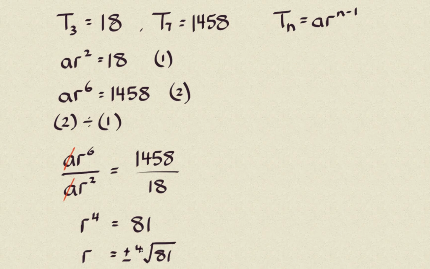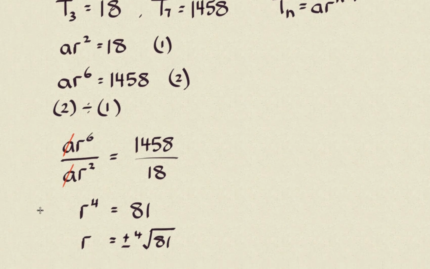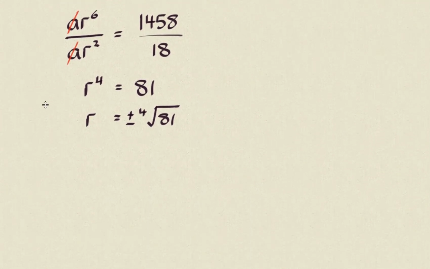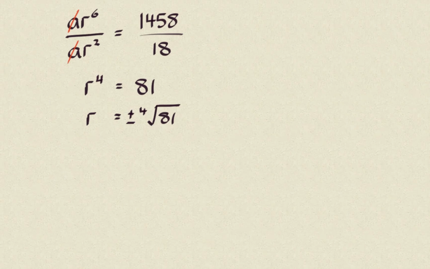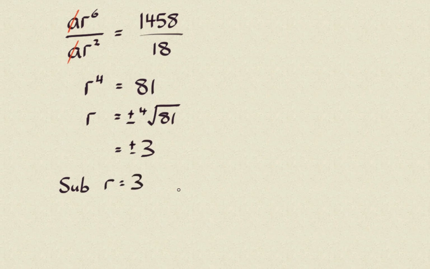And so what answers do we get? When we calculate the fourth root of 81, we get 3. So r can be equal to plus or minus 3. So we've found our different values of r, but we need to find the value of a. Let's check what happens when we take the positive value of r. So r equals 3. And we're going to put this into one of our equations.